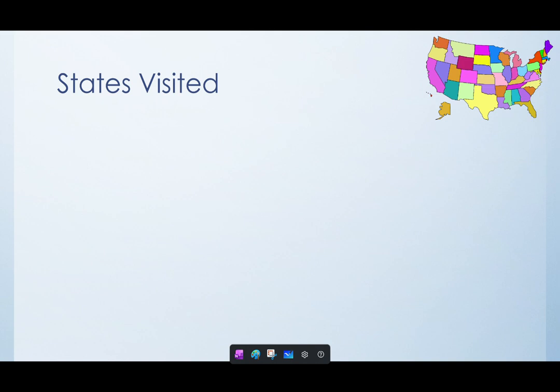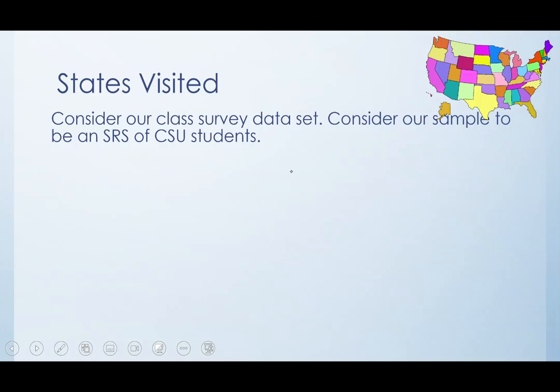All right, so in this video, we are going to work with our class survey data, looking again at the number of states visited by our students. And we are going to pretend that our sample is a simple random sample of Clayton State students. That's pretty iffy, but for illustration purposes, it's fine.